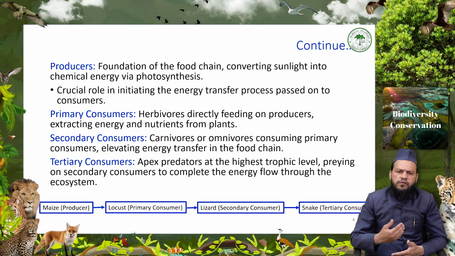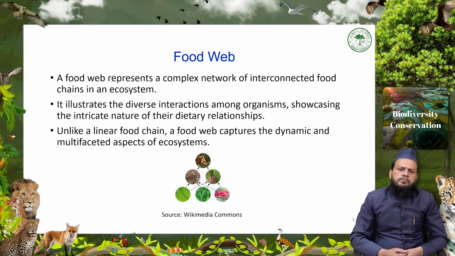As we ascend the trophic levels, we encounter secondary consumers, carnivores or omnivores, who consume the primary consumers, further amplifying the flow of energy up the food chain. At the pinnacle of this ecological hierarchy stand the tertiary consumers, apex predators that occupy the highest trophic level, completing the intricate dance of energy transfer by preying on secondary consumers. Each trophic level plays a crucial role in maintaining the delicate balance within ecosystems, showcasing the interconnectedness of all living organisms.